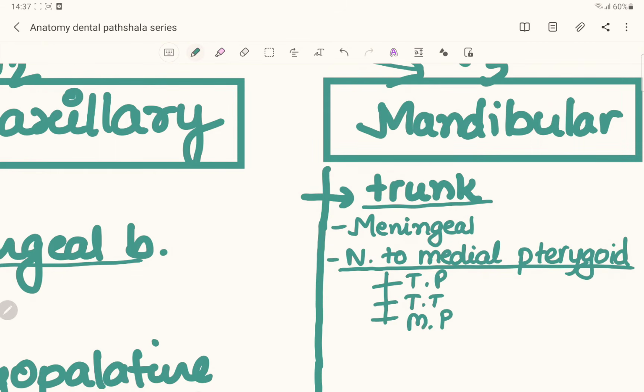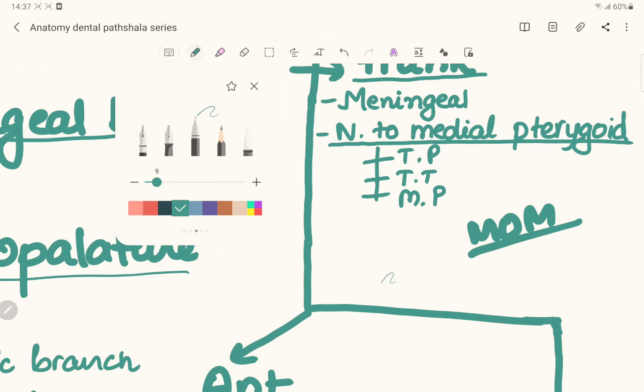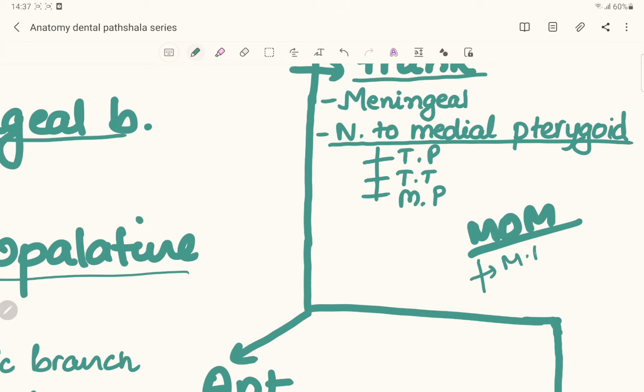And if you remember, guys, the muscles of mastication are the medial pterygoid, lateral pterygoid, temporalis, as well as the masseter. So this medial pterygoid is the only muscle which is supplied by a direct branch of the mandibular nerve, which is the nerve to medial pterygoid. All the rest of the muscles of mastication are supplied by the anterior division of the mandibular branch of the trigeminal nerve, I must say.